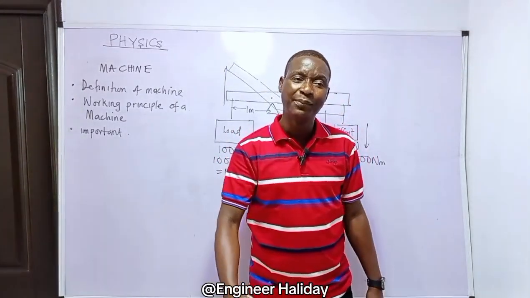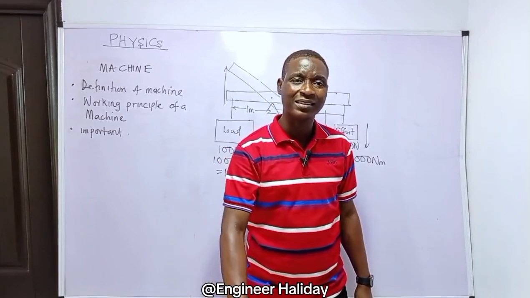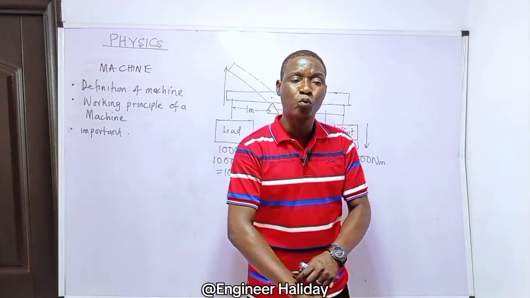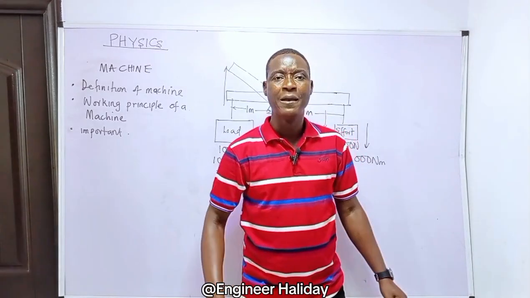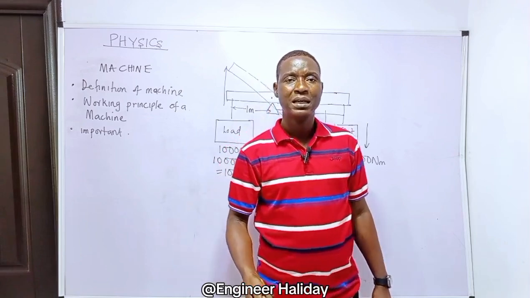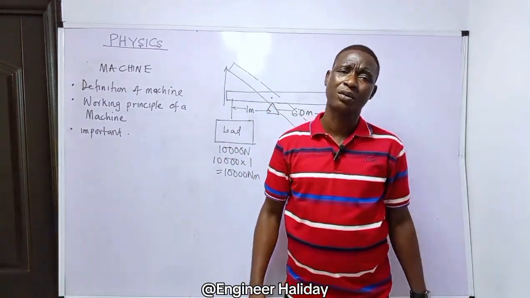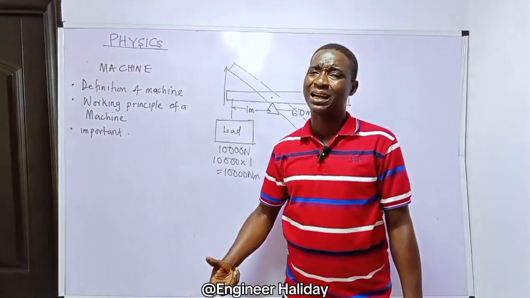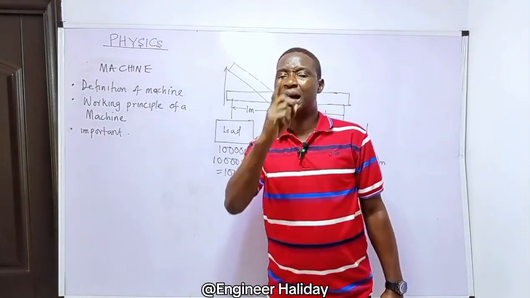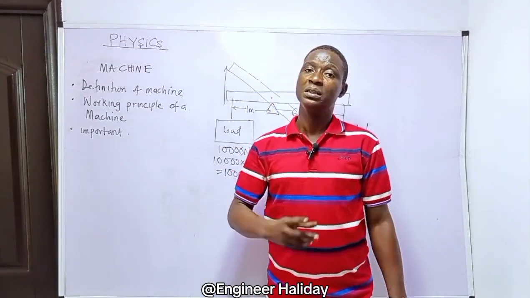The broom has enabled you to sweep that ground clean, to clean your ground neatly, because it's a machine. Your car is a machine. It's a simple machine that we can talk about. But I believe I'll be able to explain that a machine is that device that enables work to be done easily.